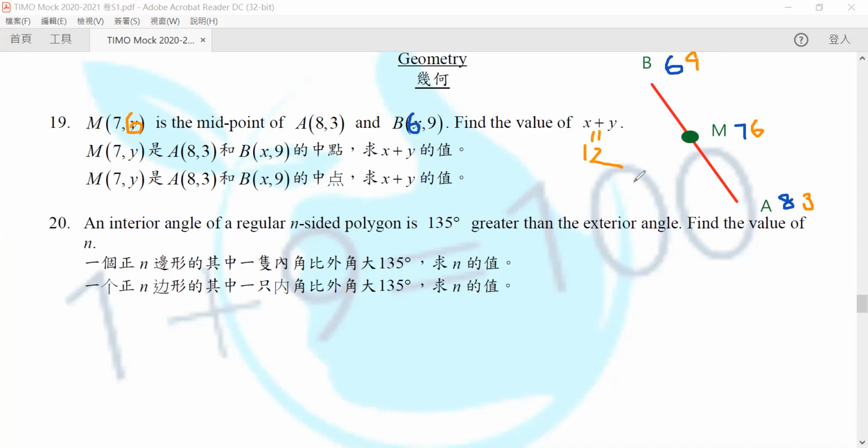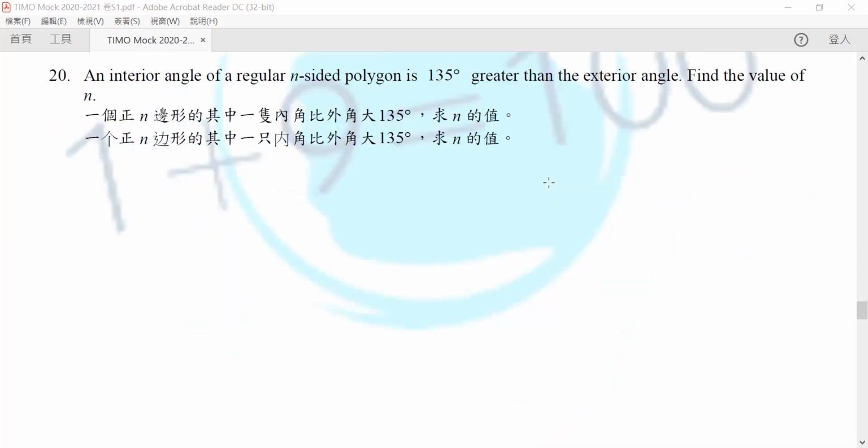Coordinate geometry is very simple in secondary 1. In secondary 1, it's usually the simplest method, but after we go to secondary 2 and 3, after we learn many things about trigonometry, then it becomes very, very hard. All right, so now let us go to question 20.